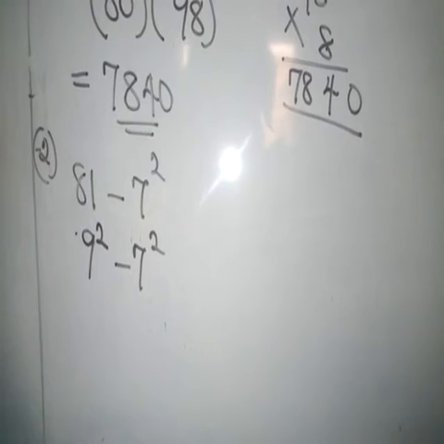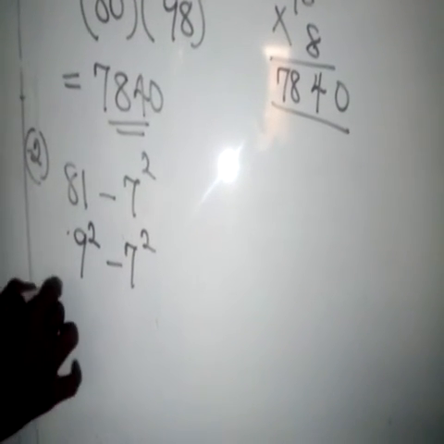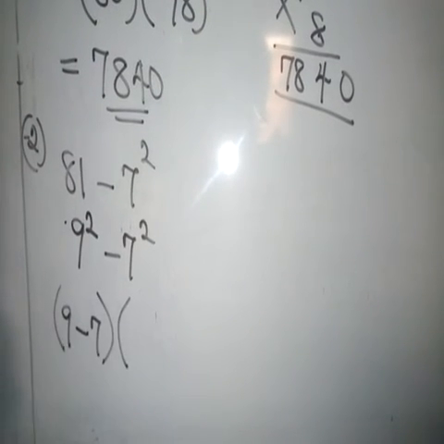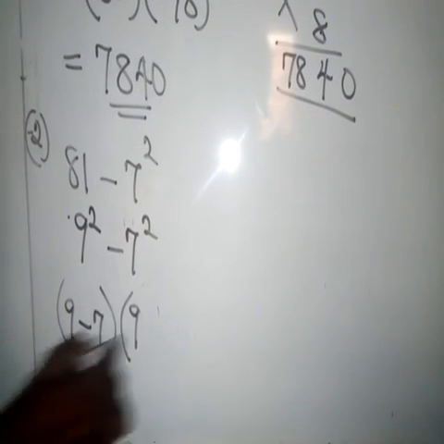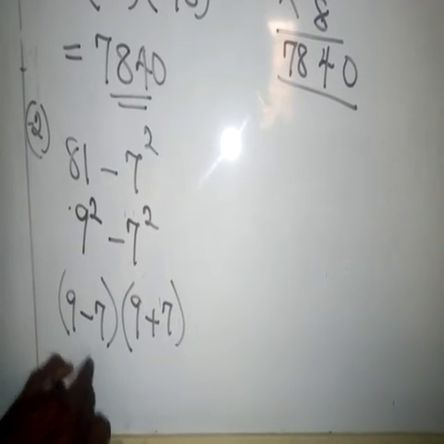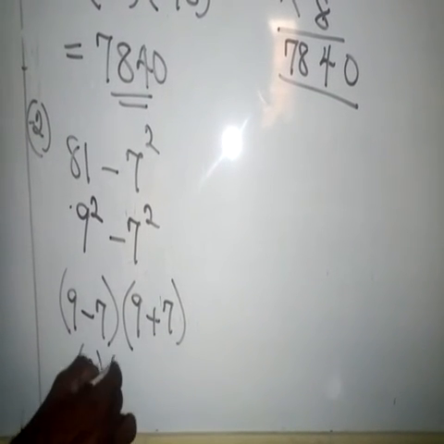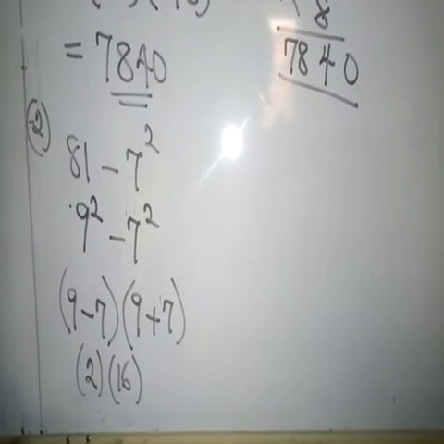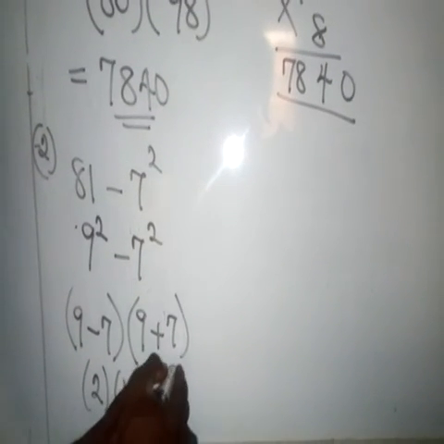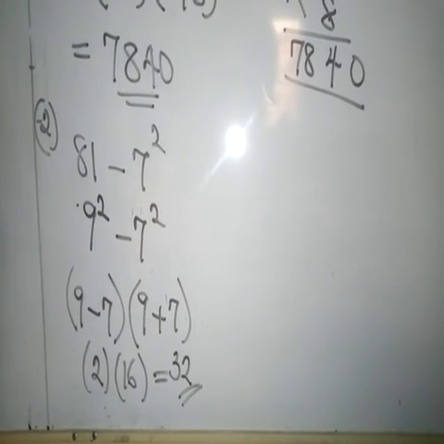Having gotten this, I can now use my difference of two squares method to solve this. Pick one 9 minus 7, then plus. Pick another 9, then plus the other 7. 9 minus 7 will give me what? 2. 9 plus 7 will give me what? 16. Now multiply this. 2 times 16 will give me what? 32. So my final answer here is 32.